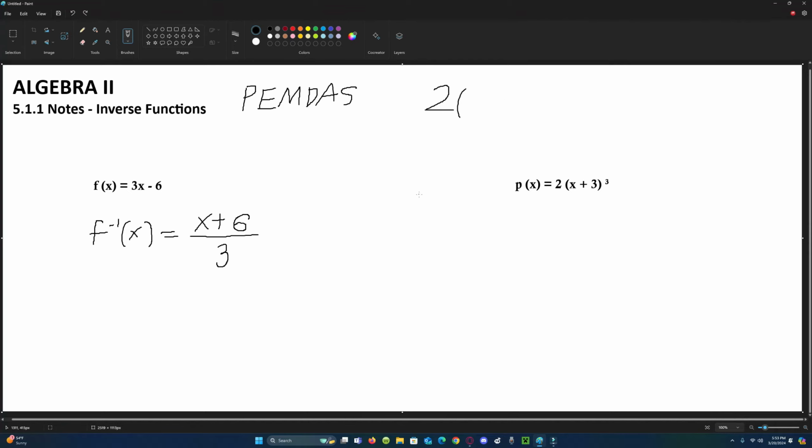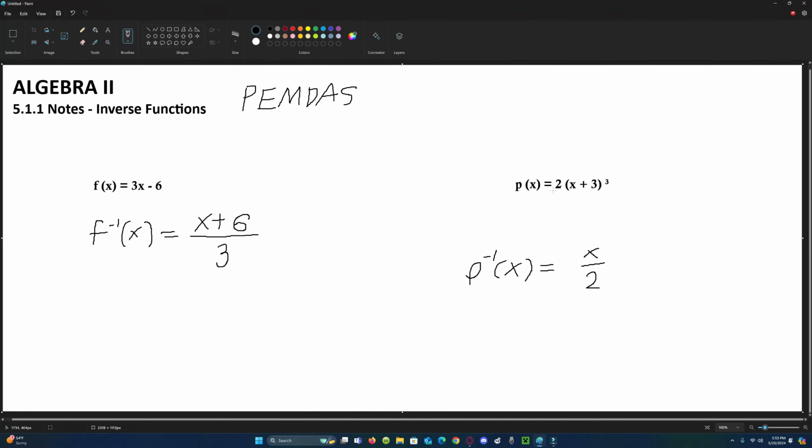So of course, let's begin with p to the negative 1 of x equals. And now, we're going to do first what we would do last. This 2 would come last. And because this 2 is multiplying the x, we're going to have to do x divided by 2. X divided by 2. And then we just go in reverse again.